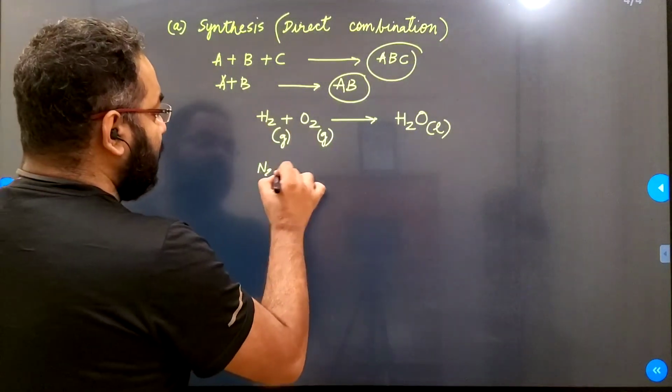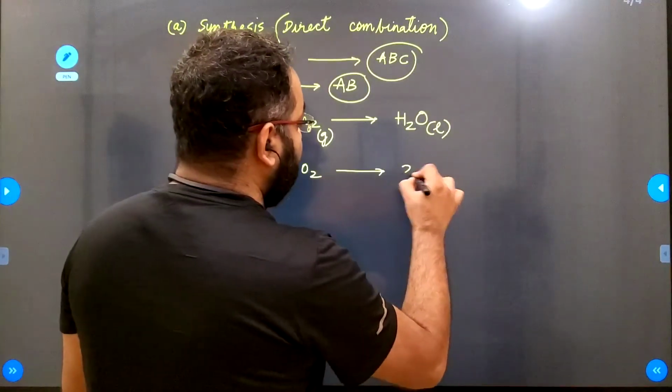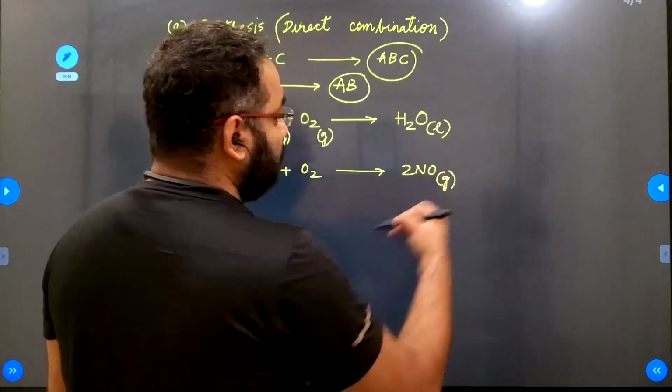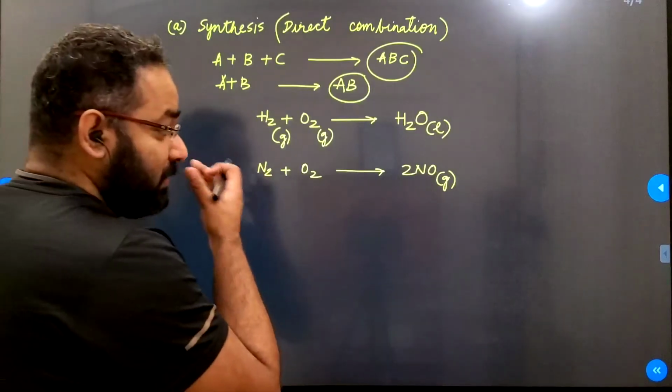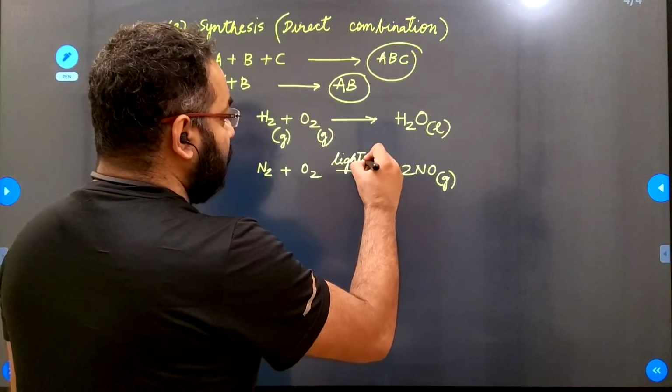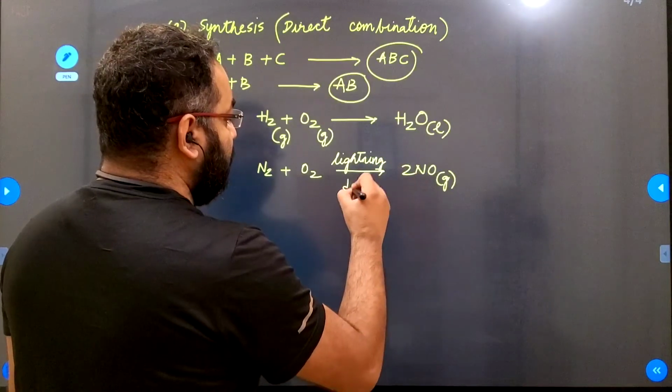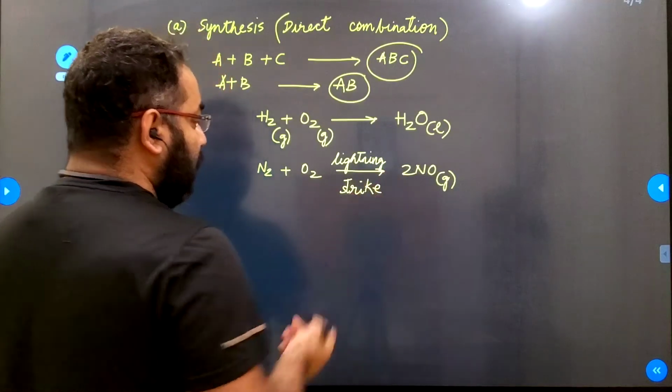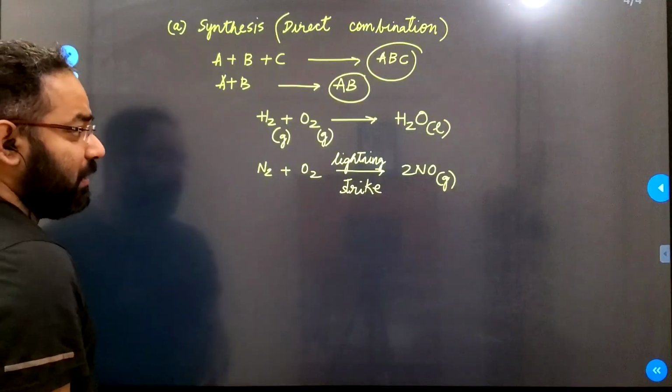You could also look at nitrogen plus oxygen giving you nitric oxide. This is also an excellent example. Of course, this takes place in the presence of a lightning strike. You can also write that down. It's always nice to have extra information present in your equation. Now, along with that, you can also have multiple other reactions as well.